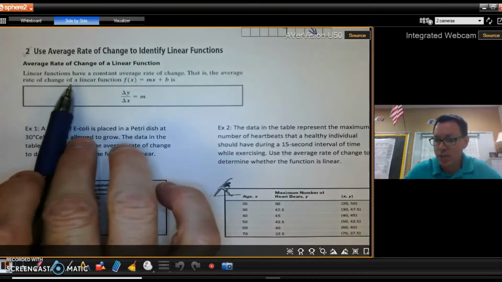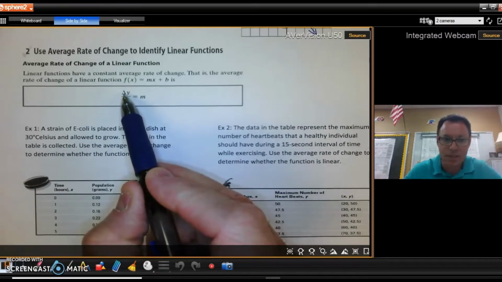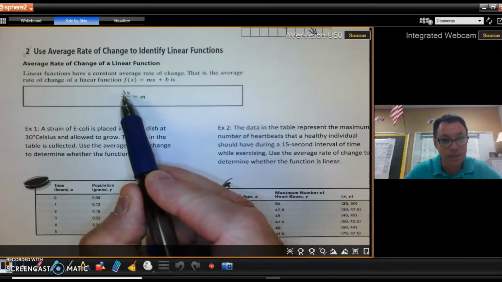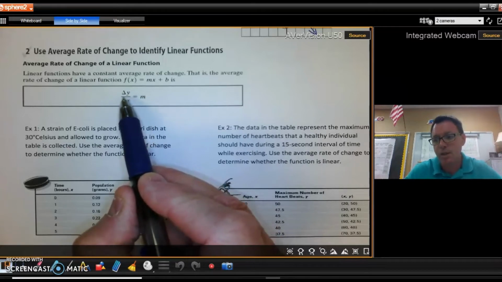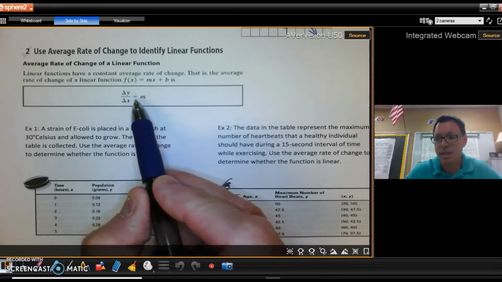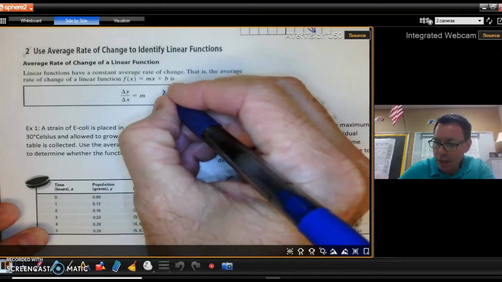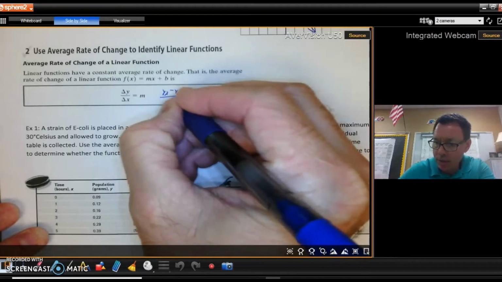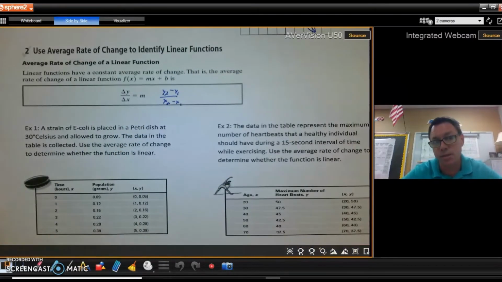So average rate of change of a linear function looks like this. That little symbol right there, it's called a delta. It means the change of. So the change of y's over the change of x's is your slope, and that should be constant. In Algebra 1, you would have seen y2 minus y1 over x2 minus x1. And that's all we're doing. We're just kind of calling it something different. Okay, it's called the average rate of change, and that's your slope.